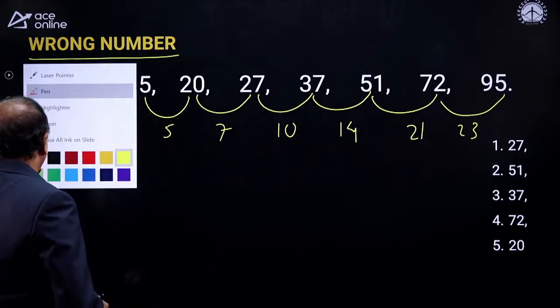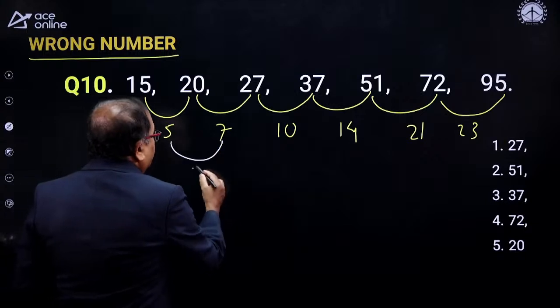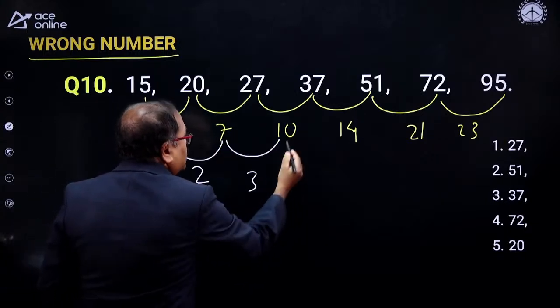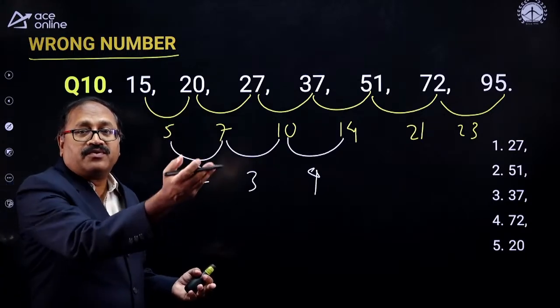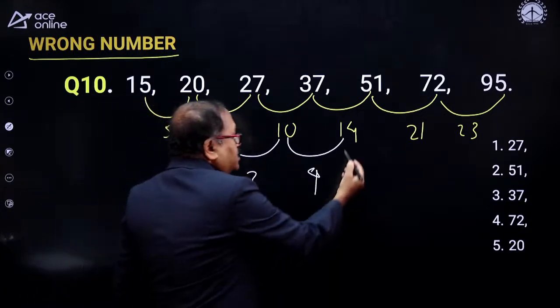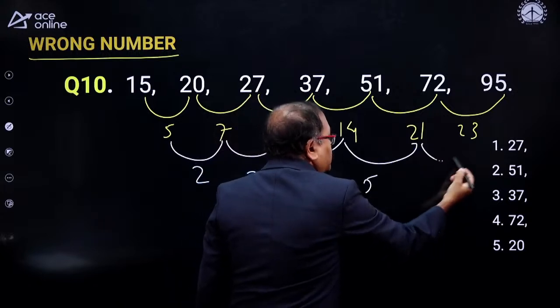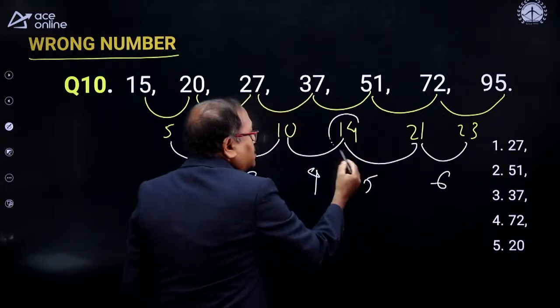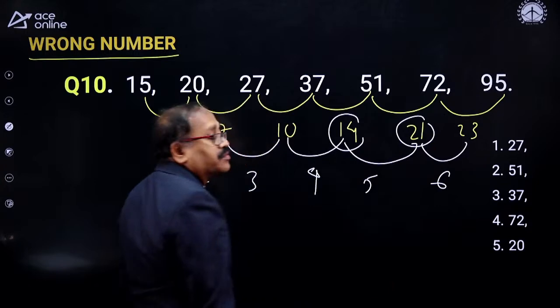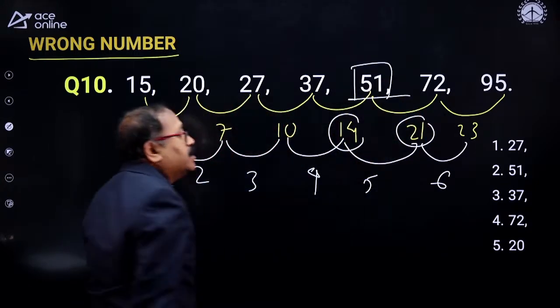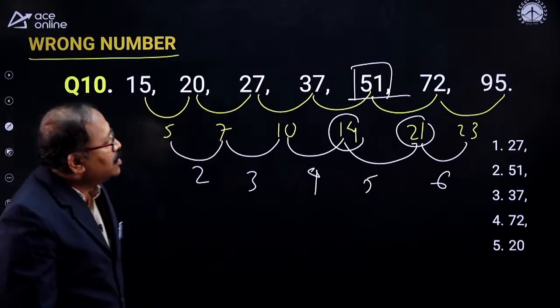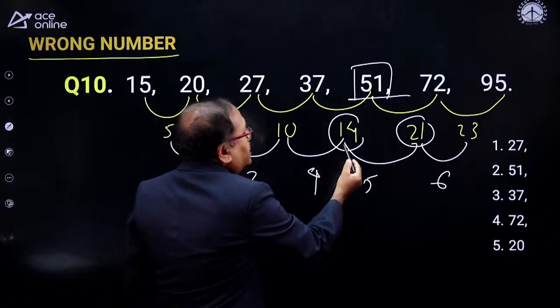Now look at this one. From here to here the difference is 2, the difference is 3, the difference is 4. You got one pattern. 2, 3, 4, 5, 6, 7. So the next difference has to be 5, next difference has to be 6. But is it 5 from here to here? No. So that means your wrong number is 51. Don't check too much. Okay, okay. Now up to this is correct.